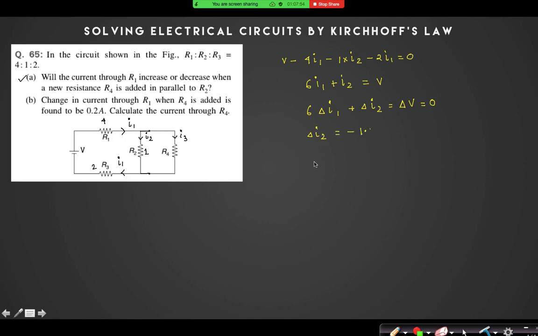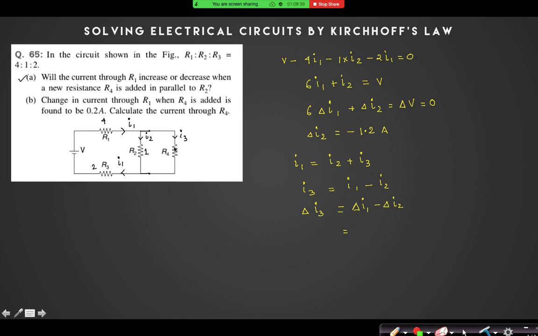Is that minus 1.2? Yes, sir. Delta I2 is minus 1.2. Have you got this one? Yes, sir. Now, if I apply KCL, can I say I1 equal to I2 plus I3? Yes, sir. So I3 is equal to I1 minus I2. If I further differentiate this expression, can I say delta I3 is equal to delta I1 minus delta I2?